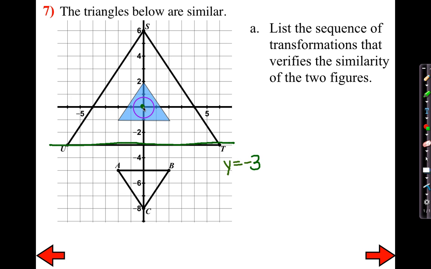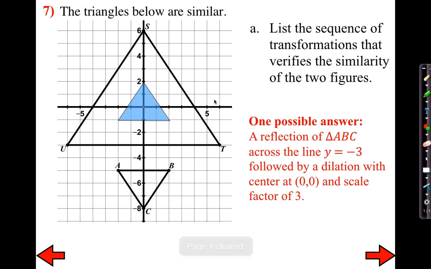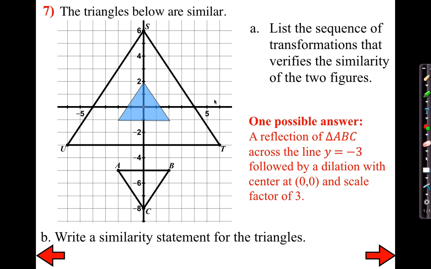Okay, here, from the origin, I'd have to go down 1, to the left 2. So if I triple this, that would mean I'd have to go down 3 and 6 to the right. Does that agree? Yes. So for those reasons, I can go ahead and state that it is a reflection across the line y equals -3, followed by a dilation with the center at 0, 0, and a scale factor of 3 because it tripled in size.